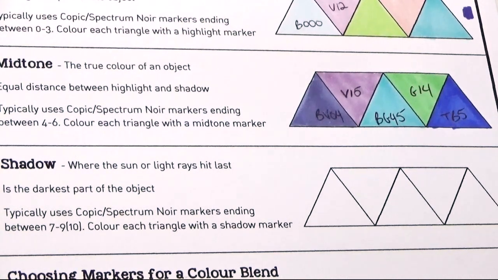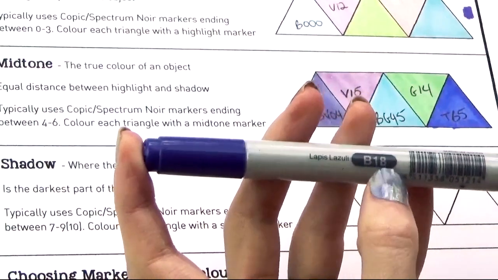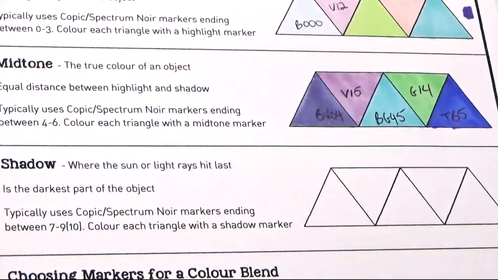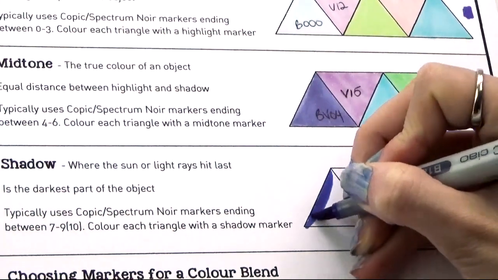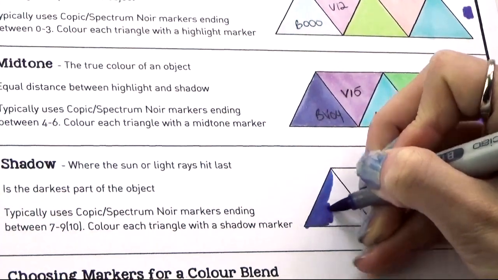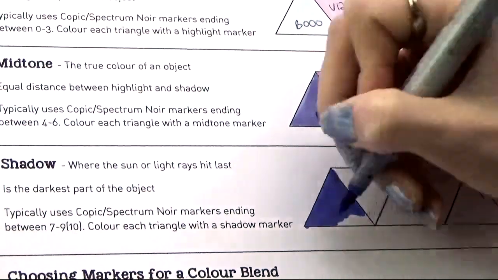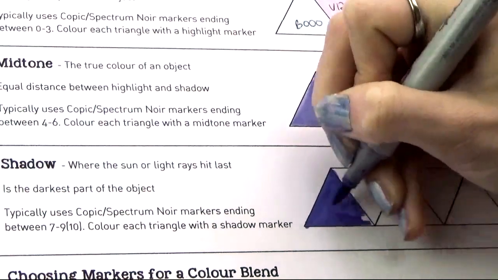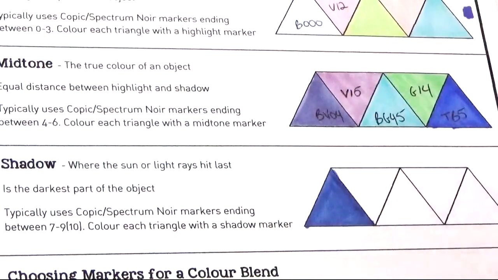So with the Copic system, we typically use markers ending between 7 and 9. With Spectrum Noir, like I said before, that goes all the way up to 10 as well. I've got B18, so that ends in an 8, so that's quite a high marker. So going to pop that into my shadow area. And just use what you already have in your marker stash. You don't need to use the same colours that I do. It's just a good exercise at getting used to picking colours that you own.